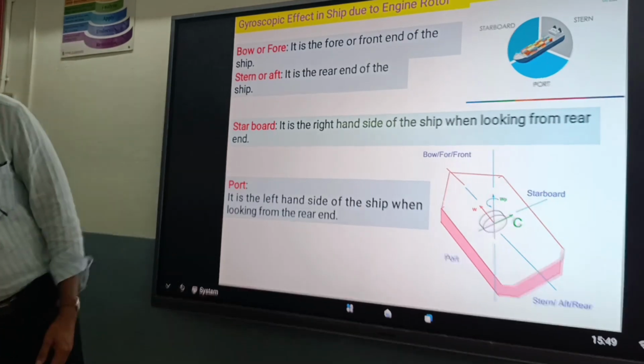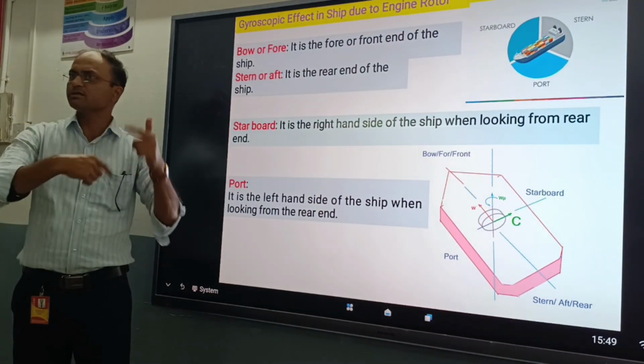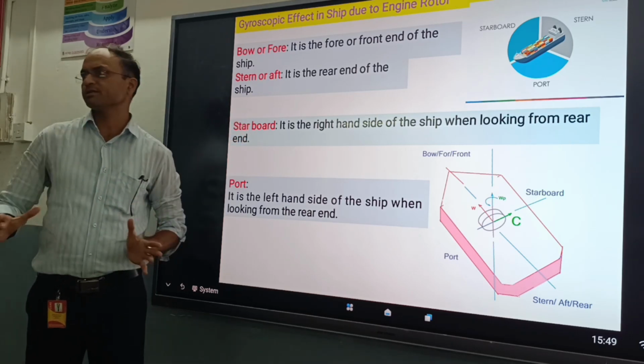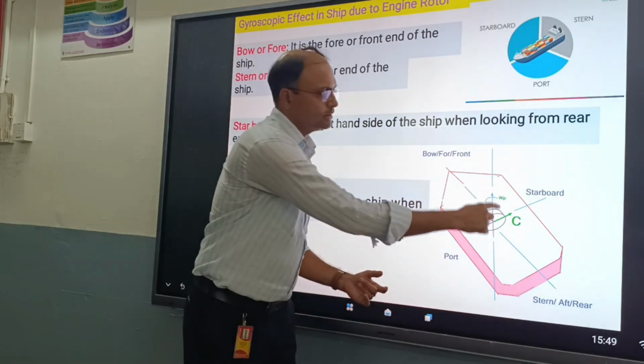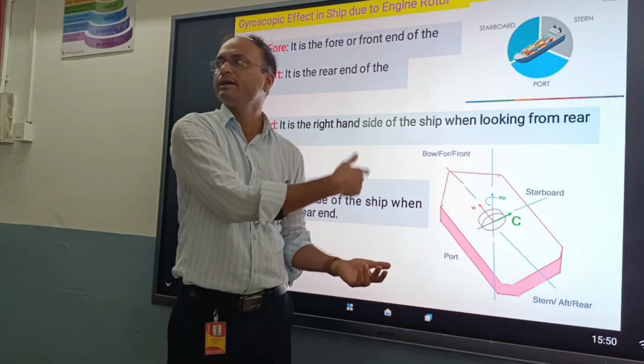Now every ship has a rotor. I hope you agree with me. Every ship has a rotor for propelling purpose, right? So this is the turbine. We can say ships have gas turbine. So this is gas turbine rotor.